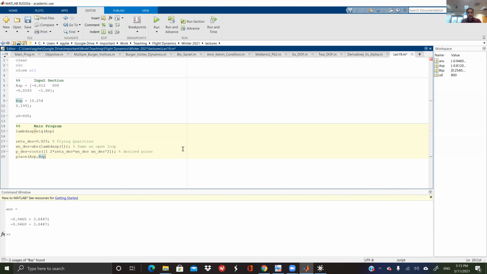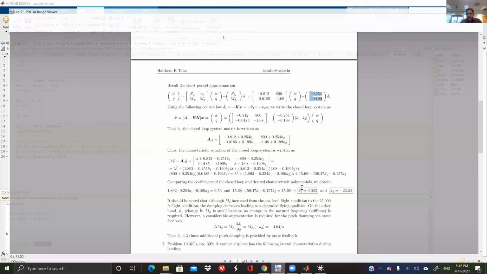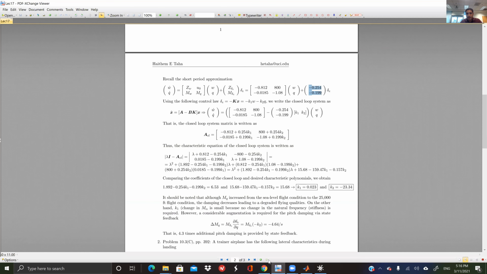This is the pole placement command. So now I'm going to have this P desired as is. What you will get out of this is the gains. So let's run. These are the gains. One was negative 0.023 and one is 23. And these are really the gains that we got last time. Okay.